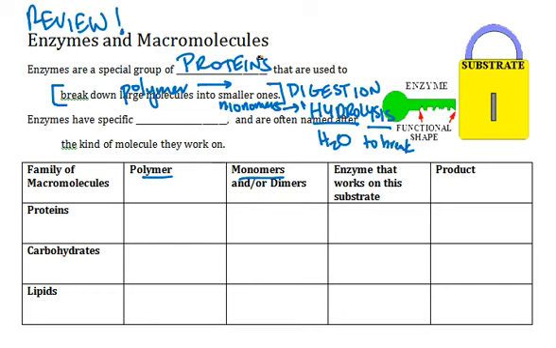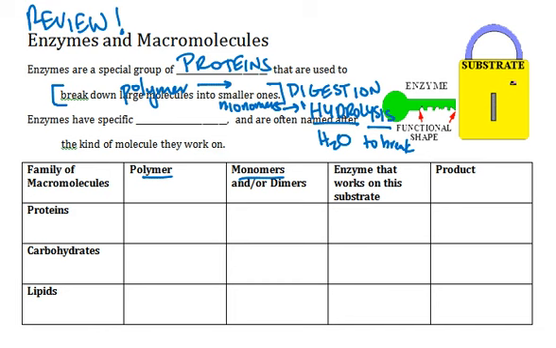These are a special group of proteins that break down other types of molecules. So enzymes are a special type of protein that can break down other proteins, or it's a special group of proteins that break down carbs, or a special group of proteins that break down lipids. And so we're going to talk through that today.